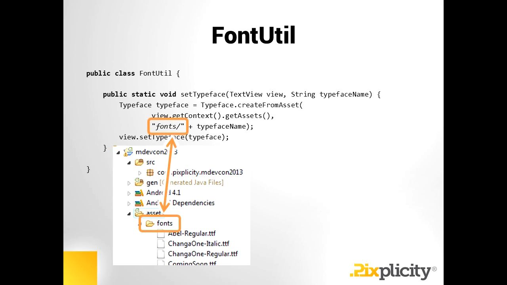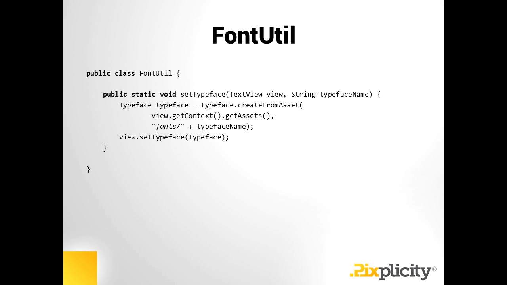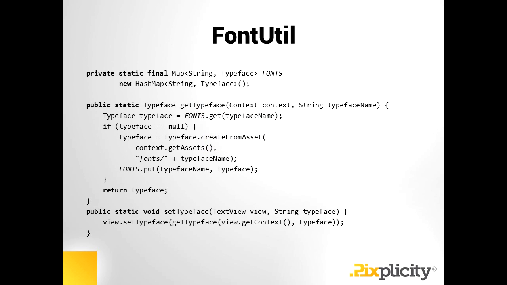It's probably not the best way of doing things, because if I have 2 font text views and I both give them the same font name, then it's going to be doing this creating from asset twice. So we should probably reuse that. And just to show you a better way of doing it, I'll show you really quick. I just took a hash map for caching. So I take this typeface that I've created from the assets folder and throw it into the cache, and if it exists, then I just grab it. If it doesn't, then I create it and put it in there.